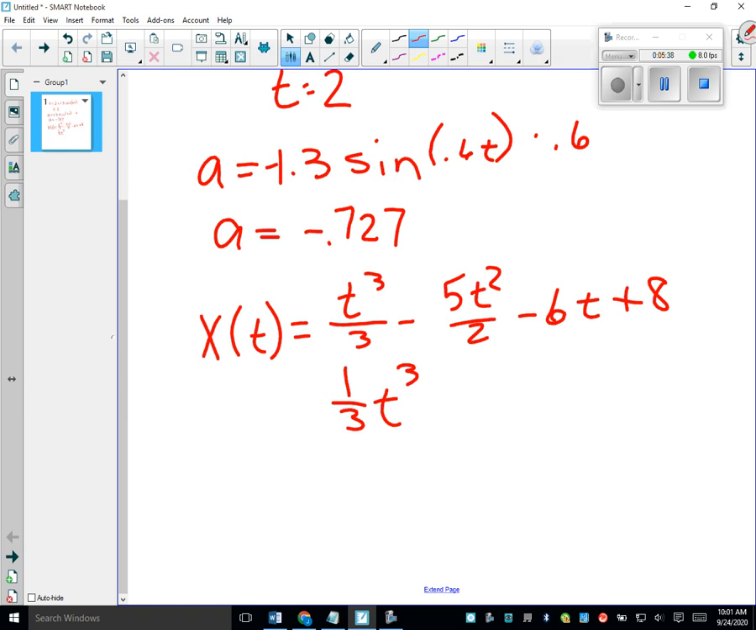Okay, what if I ask you, for what time is it at rest? Would that make a difference? No, it wouldn't. Yes, it would, because I can't have a negative time. Oh, so 6. Understand the difference? When is it at rest? But then I said, at what time is it at rest? Time has to be a positive number. Time can't give me a negative time.